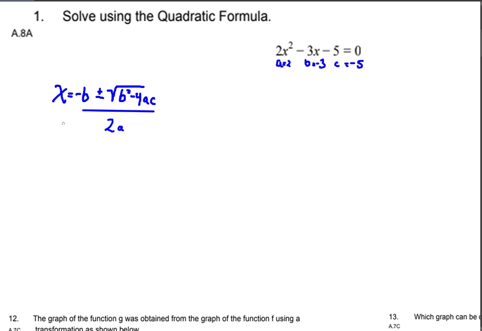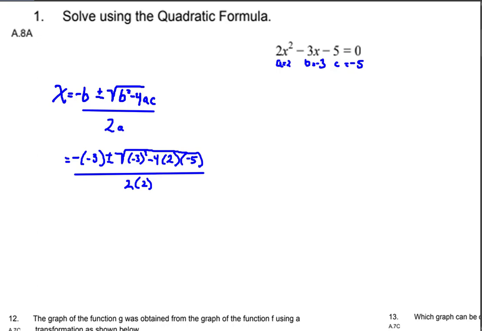So I'm just going to start filling these things in. I have negative b, my b is negative 3, so negative negative 3, plus or minus the square root of b squared, which is negative 3 squared, minus 4 times my a, which is 2, times my c, which is negative 5. And that's all over 2 times my a, which is 2.